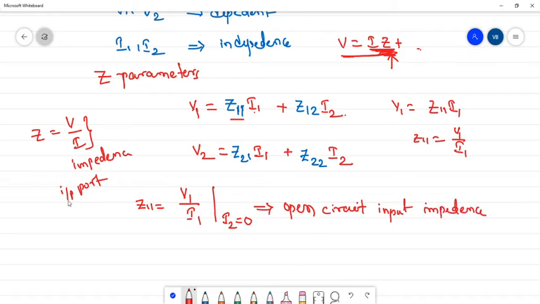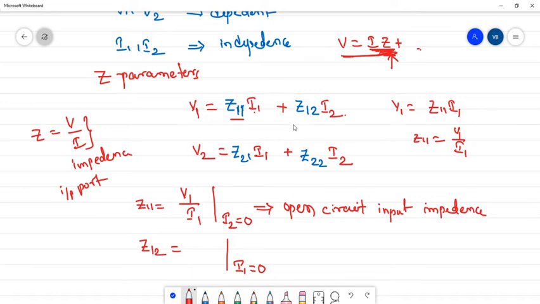Now you tell me further, Z12. How to calculate Z12? In order to get Z12, what should you make 0? I1 should be 0 here. So in order to get Z12, I1 should become 0.